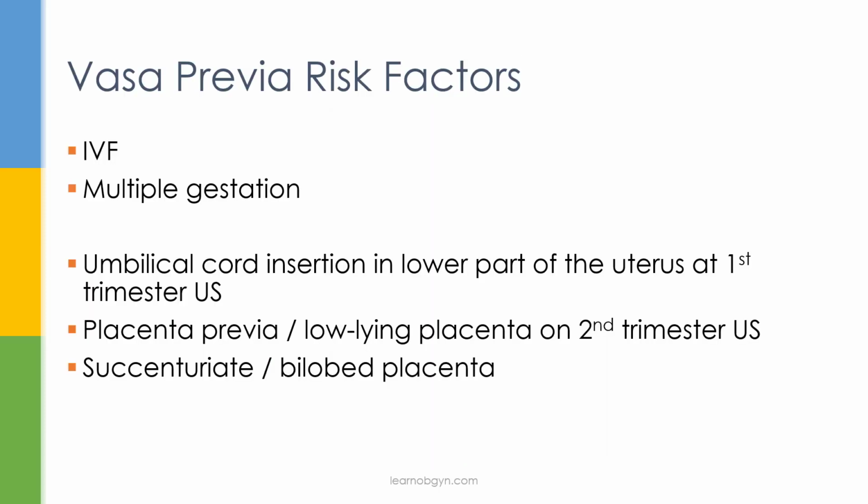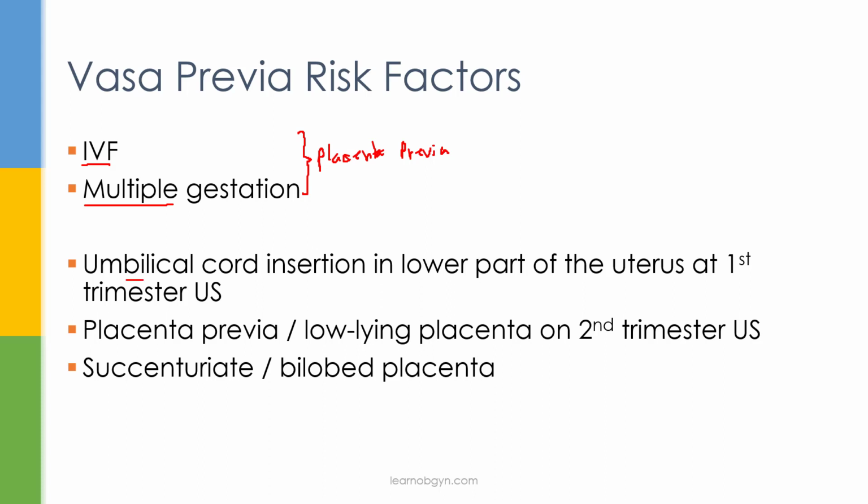The two main risk factors for a Vasa previa include in vitro fertilization, or having twins, triplets, or higher order gestations. Remember, these are also risk factors for placenta previa. There are also some ultrasound findings that can make you a little bit more suspicious about the risk of having a Vasa previa.